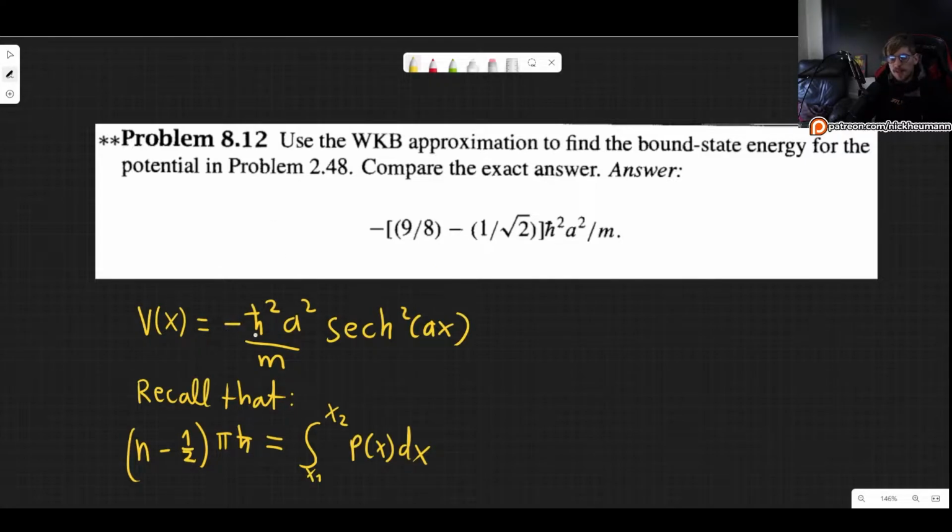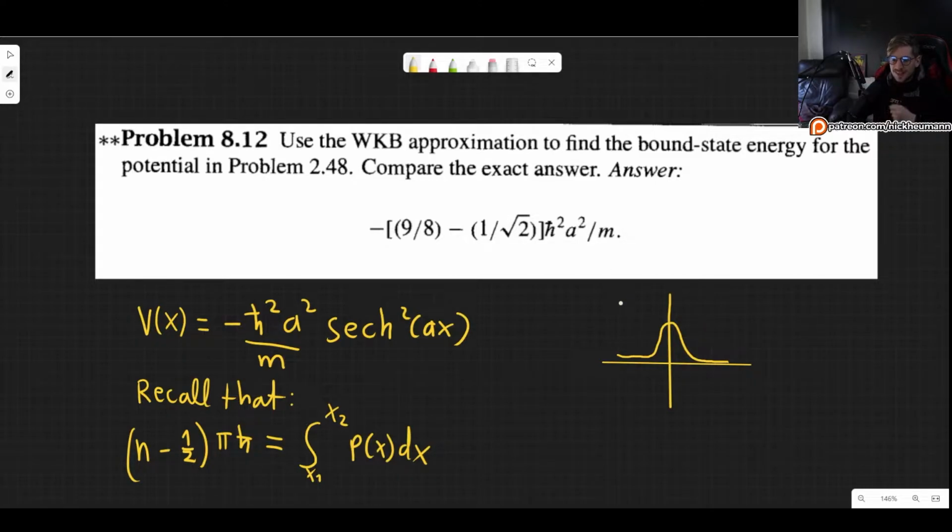It is minus h bar squared times a squared, which is some constant, over m times the hyperbolic secant squared of ax. Now, this potential, what does it look like? Well, in general terms, I'm not going to do a very detailed sketch, but it looks something like this. It is basically this bump in the middle, and then it decays, and something very important, it is even.